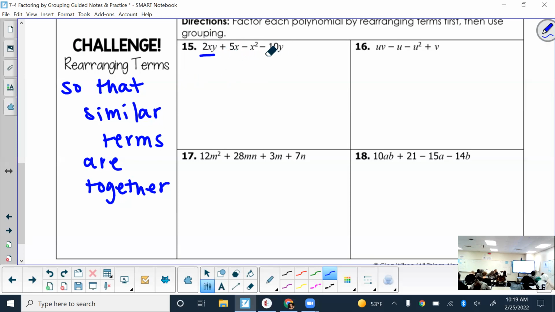I think 2XY and -10Y would be considered similar terms, because they both have a Y. If I want to have a common binomial, since these other two don't have y's, that might be my best bet. I have seen people pair other terms together and still get the same answer. But I know this way works, so let's try it this way. So if I'm rearranging it, just make sure that you keep the signs the same. So this was positive, this was negative. And then bring the other two terms on the other side.